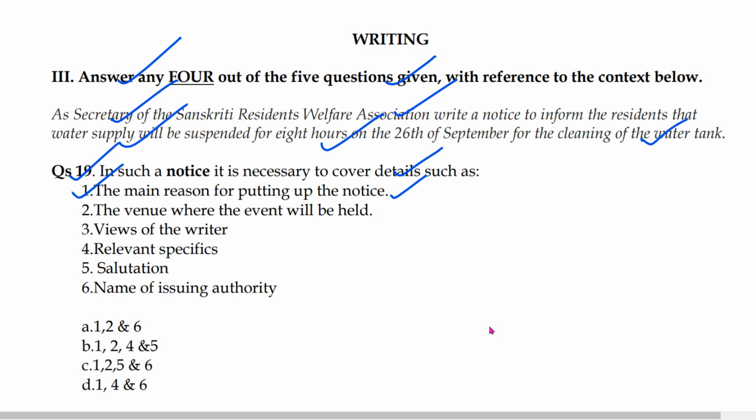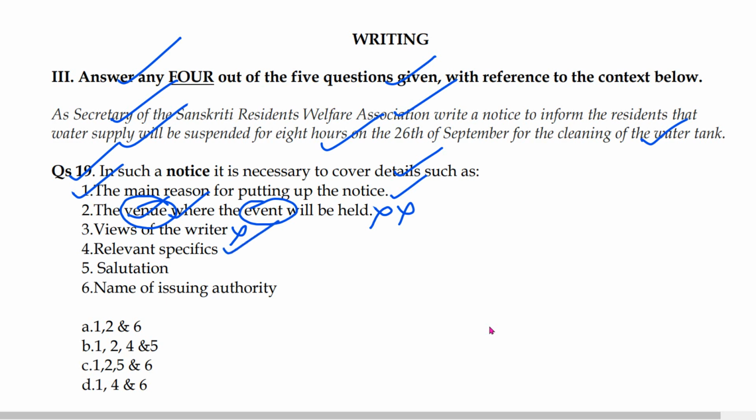The venue where the event will be held. Is any event going to happen there? When you conduct some event, then you can give the venue. If you conduct some competitions or some speech, or if you are conducting a meeting, then you have to give the venue. So in this notice, you are giving a piece of information, no need of venue. Views of the writer. A notice is not supposed to express the views of the writer. In a notice, what we do is we give a piece of information, that is a notice. So the view of the writer is not necessary.